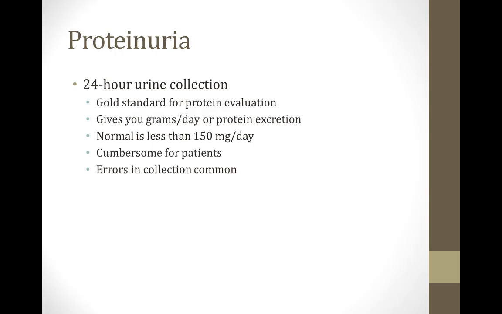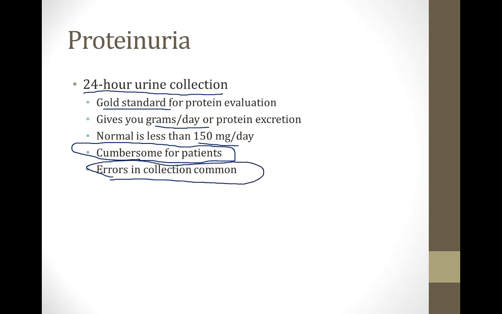And then the ultimate way to measure protein in the urine is to do a 24-hour urine collection. So you ask the patient to carry around a bucket and to urinate in it each time they go. This is the gold standard for evaluating protein excretion by the kidneys. It gives you an actual number of grams per day of protein excretion, and normal is less than 150. The problem is it's very cumbersome for patients because they have to carry this bucket around and keep it in the refrigerator when they're not going to the bathroom. And often patients forget and miss a void, and therefore you get an error in the collection.